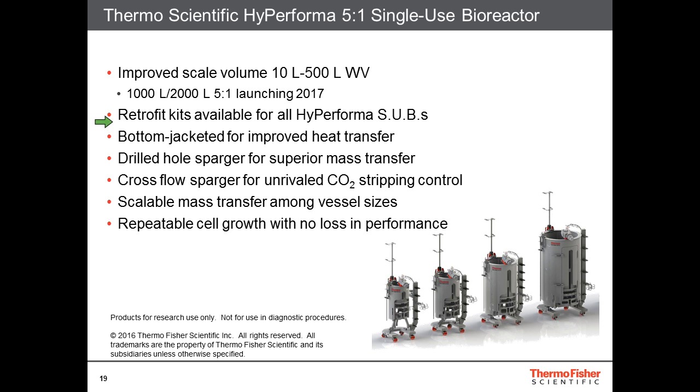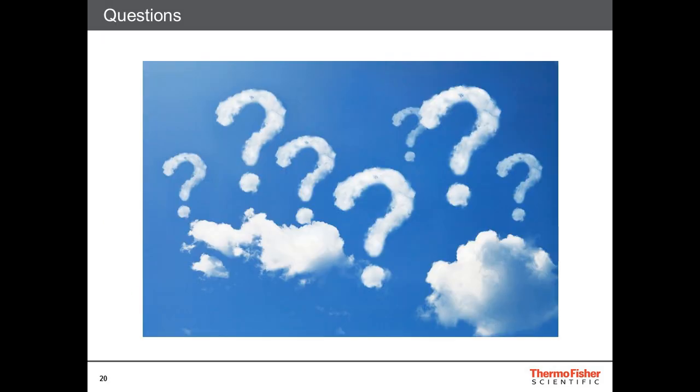So some of the retrofit kits are available to the bioreactor. Build hole Sparger is an efficient sparging technology. Cross-flow sparging is critical. Scalability is critical, and some of these aspects have been considered in the whole process design. So that's how you can effectively utilize the high turn-down ratio of the bioreactor for scale up of the process. So those are some of the slides that I wanted to share.